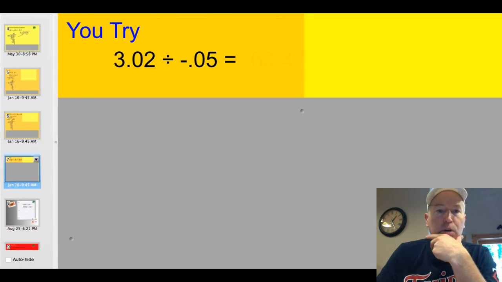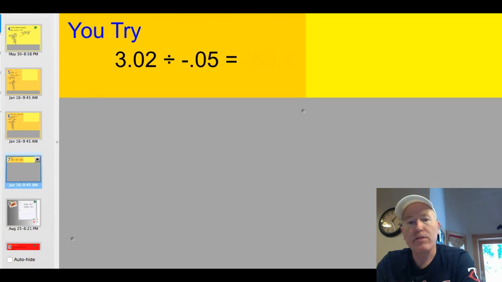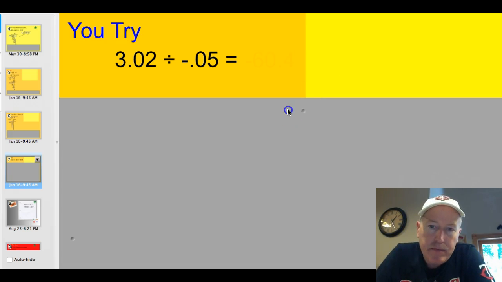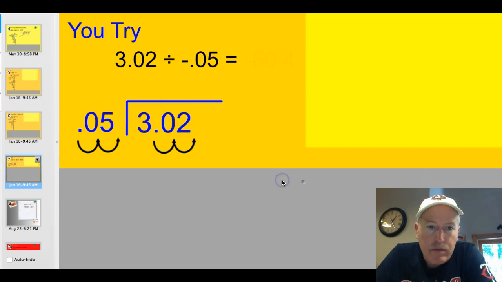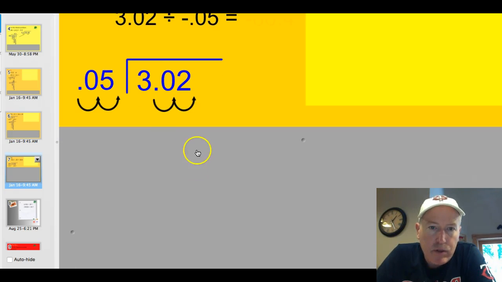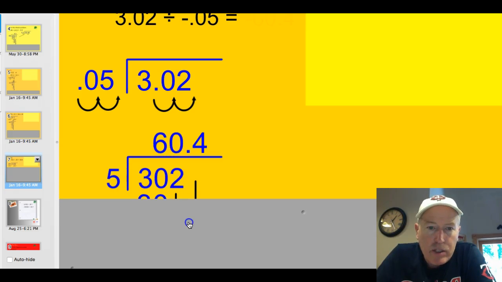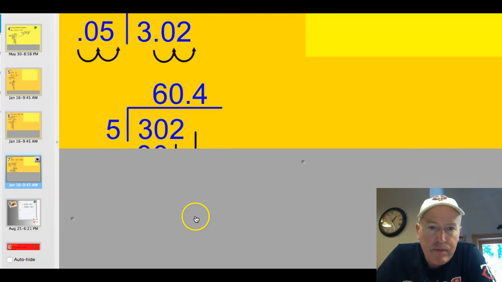All right, last pause problem. Go ahead and try 3.02 divided by negative 0.05. Okay, let's see how you did. Well, rewrite it. You got a couple of decimals in the divisor, so I multiplied by 100. I got to multiply the dividend by 100. So I've got my new problem as 302 divided by 5.